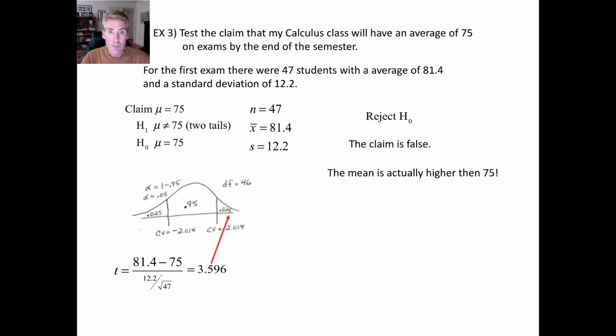Now, since we're using 95% confidence, when I say that their average is actually higher than 75, I'm 95% confident that's true. There could be some strange thing that happens, but for the most part, I can be pretty confident that their mean is actually above 75. Good job for them.